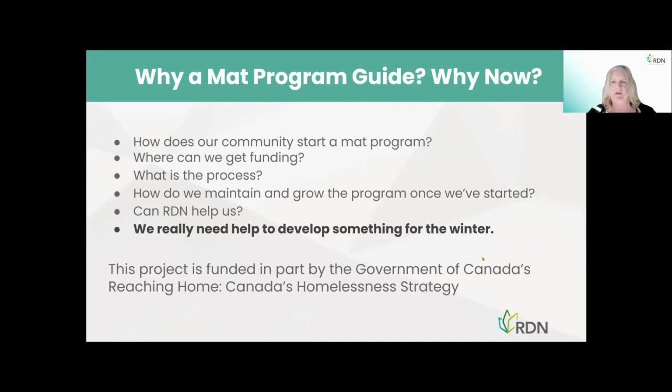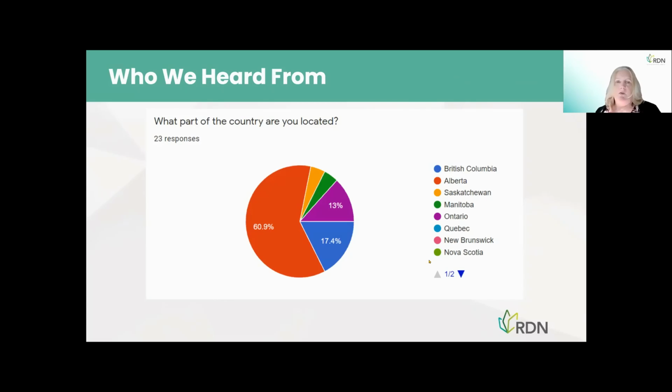Through this consultation, we heard that not only is there a need for the creation of an online resource to help groups establish MAP programs in any rural or remote community, but a desire to spread the conversation across Canada and collaborate between communities in the development of a coordinated response to homelessness. We are able to do this guide in part thanks to the Government of Canada, Canada's Reaching Home Canada Homelessness Strategy. We sent out over 100 requests from across Canada to invite people to participate and provide feedback.